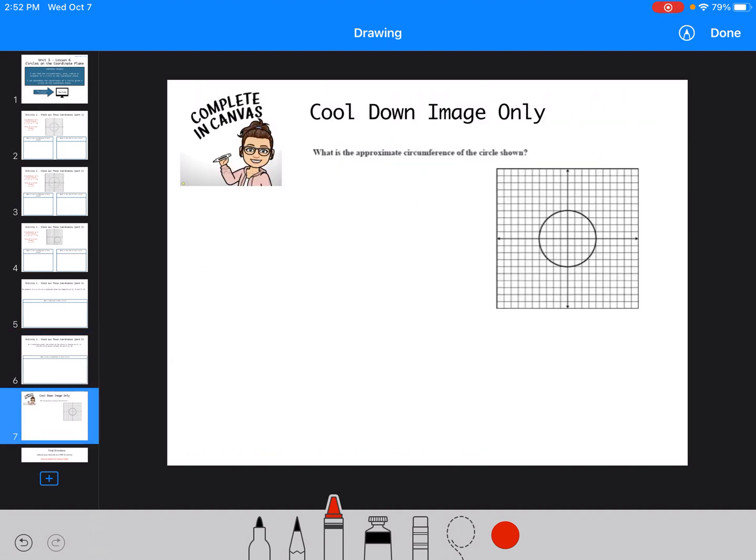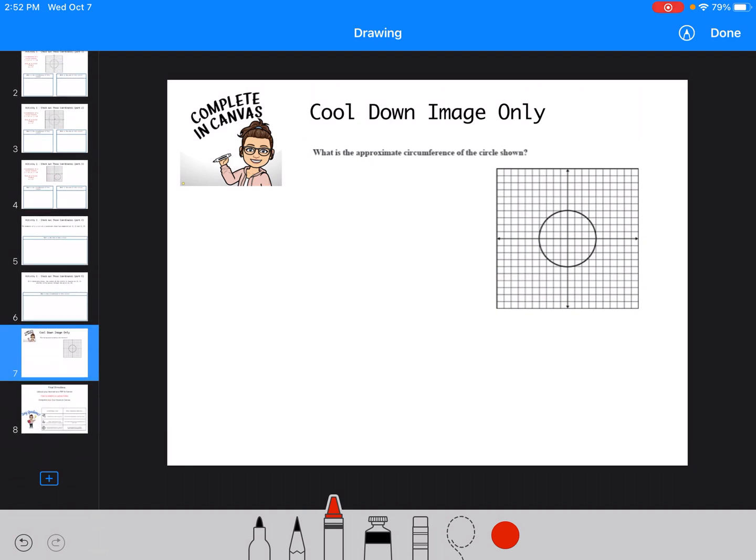So the last question is, what is the approximate circumference of the circle shown? So I'm showing you a circle and I want to know what the circumference is.